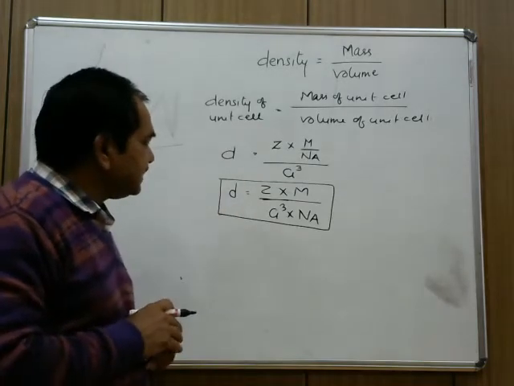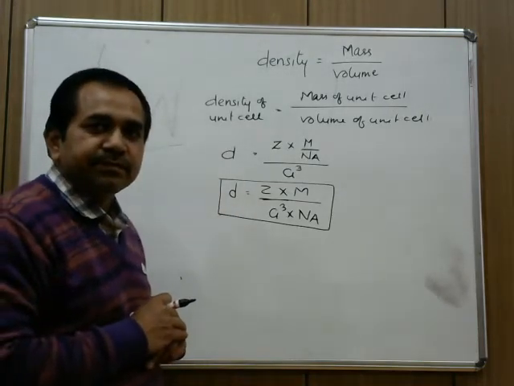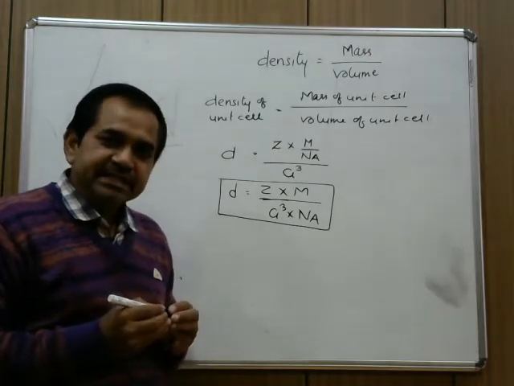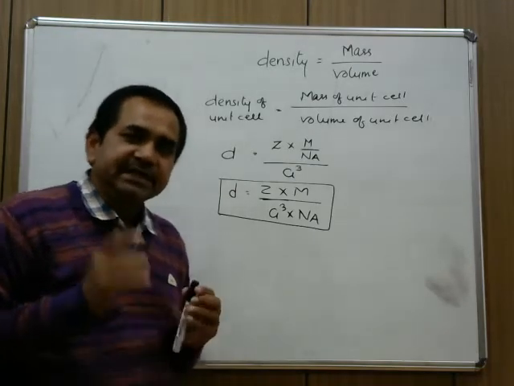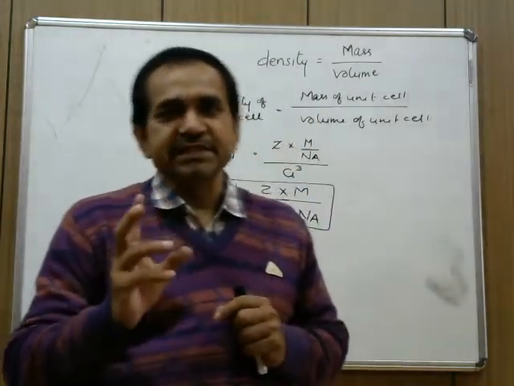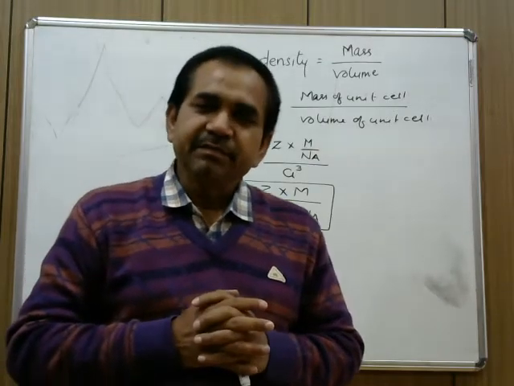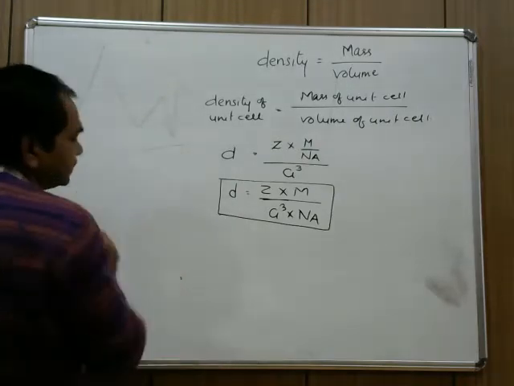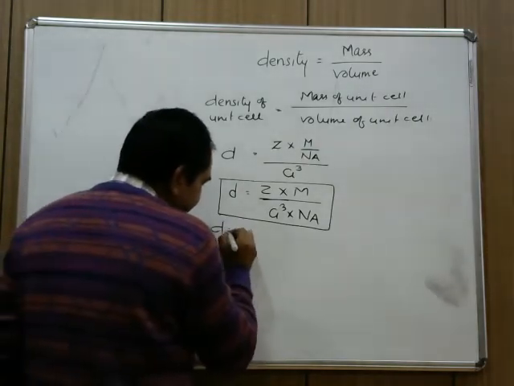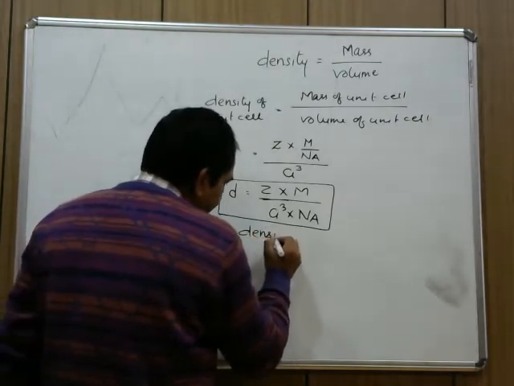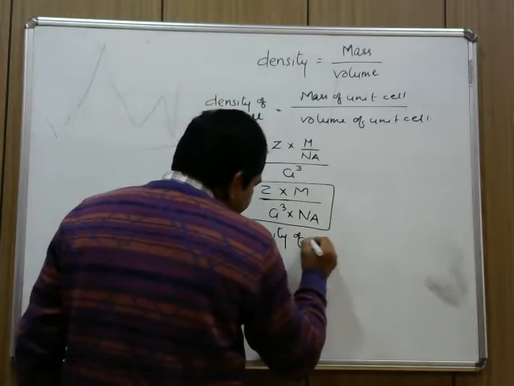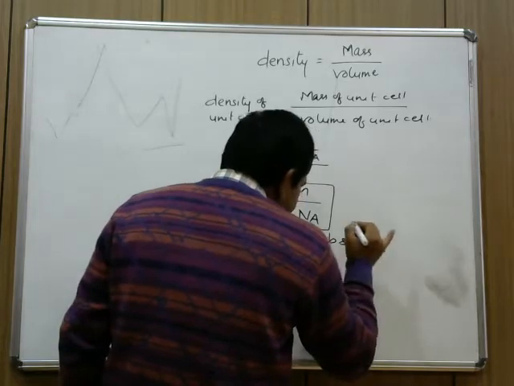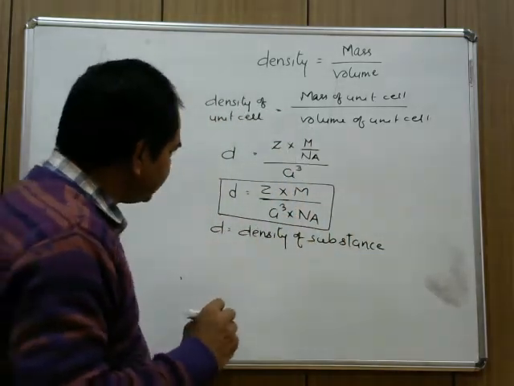So there are 5 different terms in this formula. D represents the density of unit cell, and as I told you, the density of unit cell is always equal to the density of substance. Thereby we can also say that this D represents the density of substance. This substance could be an element, could be a compound.